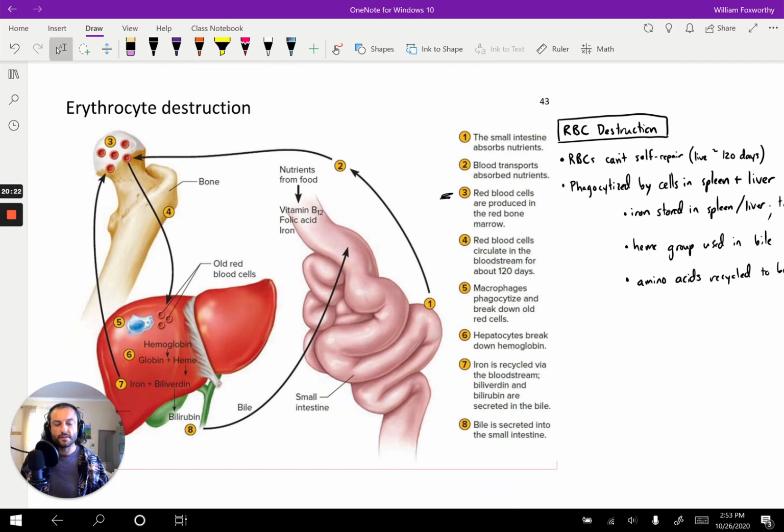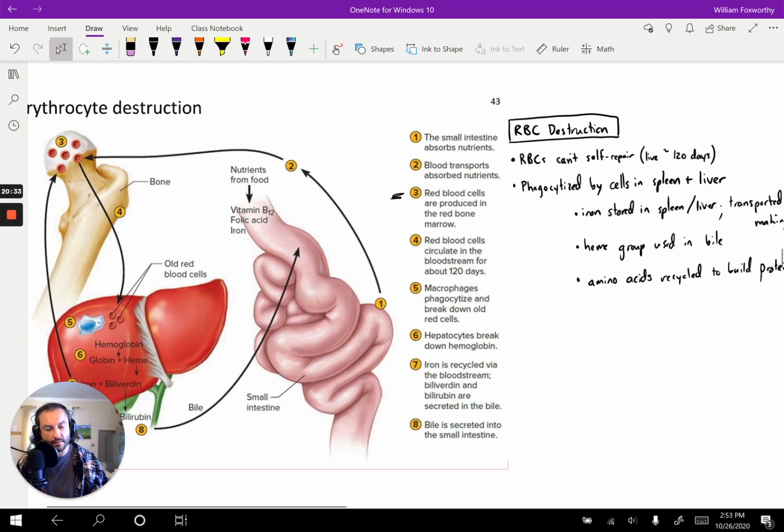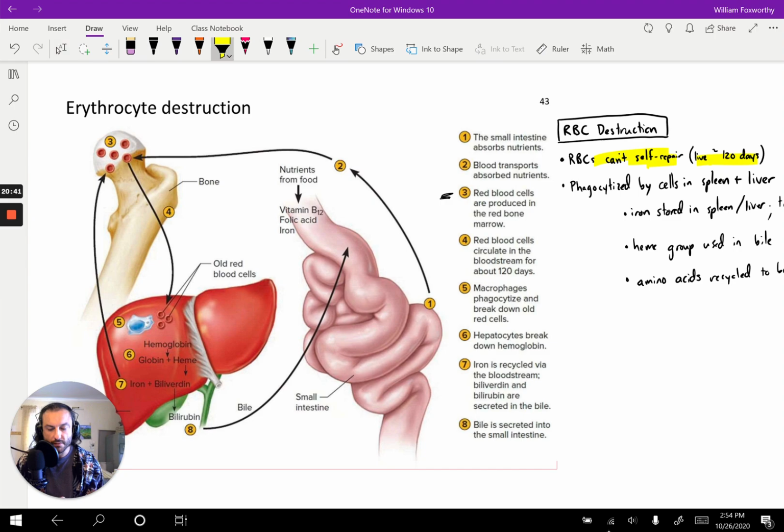Okay, so like I said before, red blood cells are being recycled or destroyed in your liver and spleen. And that is because the red blood cells cannot self-repair. And so they have a limited lifespan of about 120 days. So they get produced in your red bone marrow, as we have previously discussed. Then they go through your circulation for about 120 days.